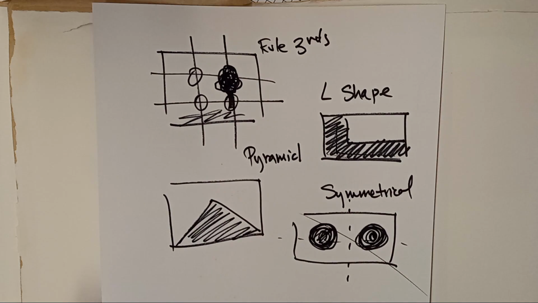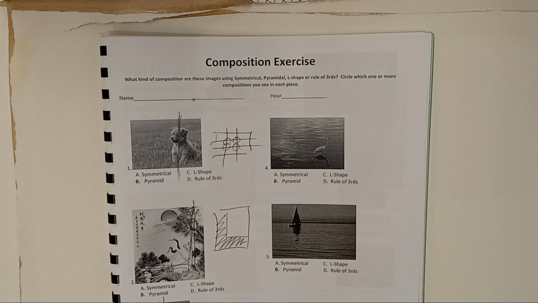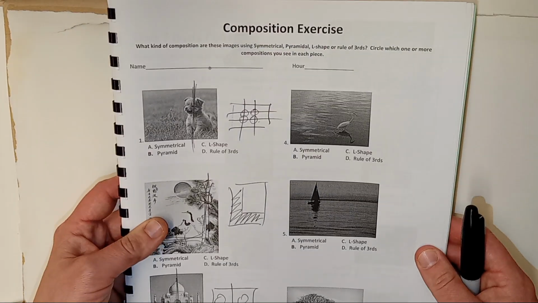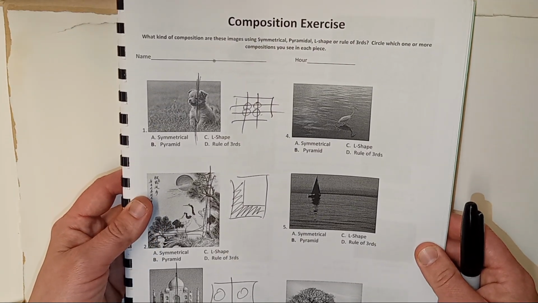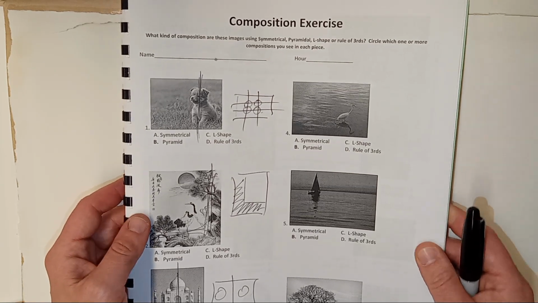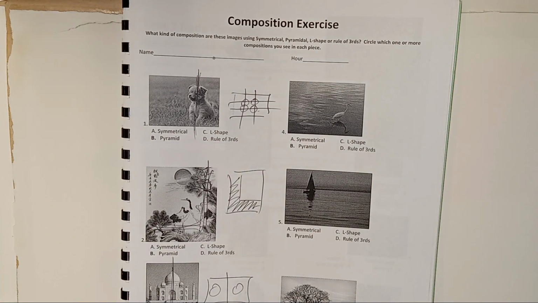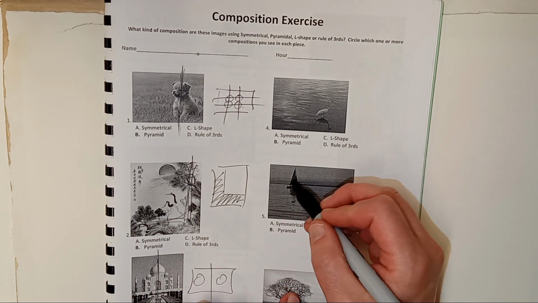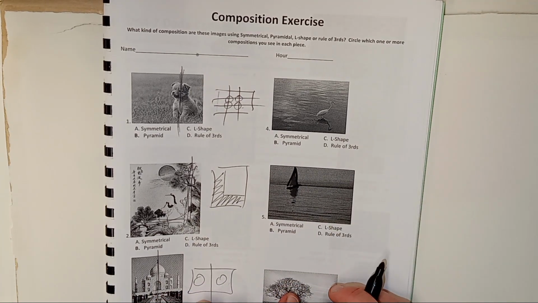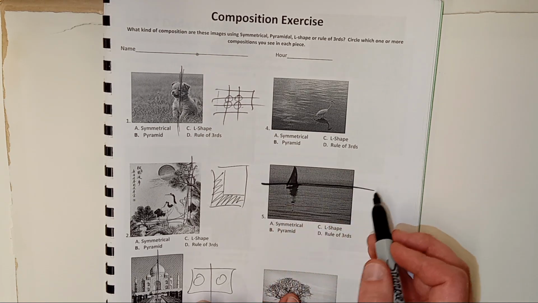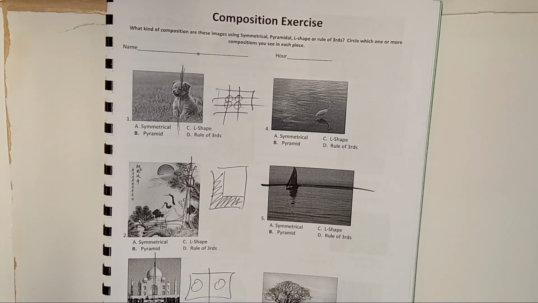So your exercise that has to do with this, in your book, there should be a composition exercise page. And what I want you to do is go through these 14 images and tell me what you think it is. Is this rule of thirds, L shape, symmetrical, or, I lost the last one, pyramid? So for example, this one right over here, just because I see a triangle doesn't mean it's a pyramid composition. Or just because it's a reflection in the water doesn't mean it's symmetrical.